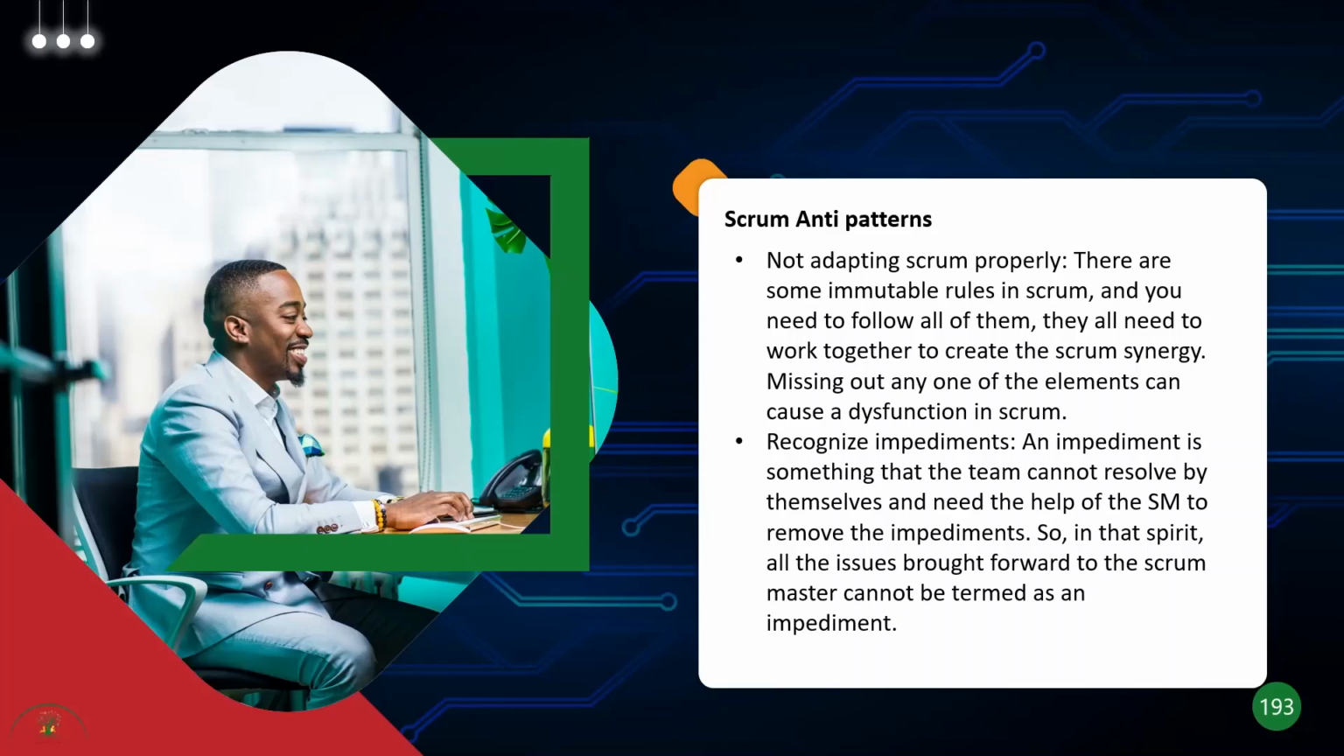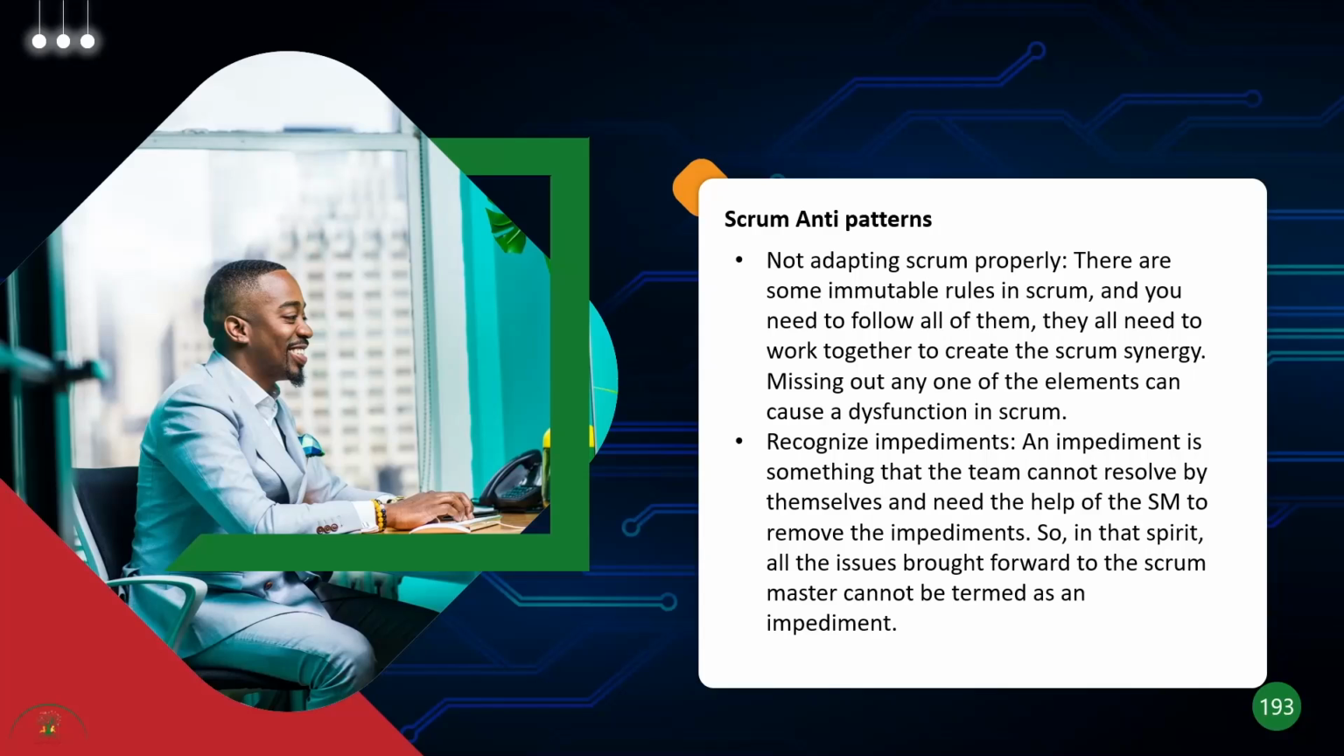Also, remember one thing, right? Everything that you're bringing forward may not be an impediment. You may not need to spend time on it. So you have to recognize which one actually needs the time of the Scrum Master, the rest of the team. For instance, if you're not able to log into your computer, that's not an impediment. That's not something that the Scrum Master can actually resolve for you. You probably have to log a ticket or work with your IT department to resolve.